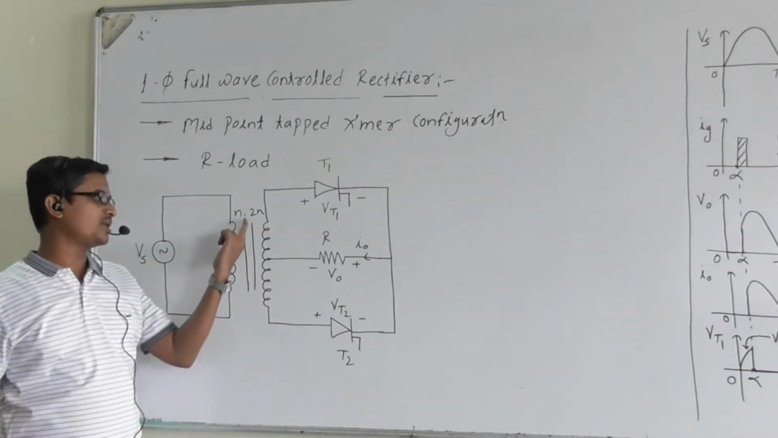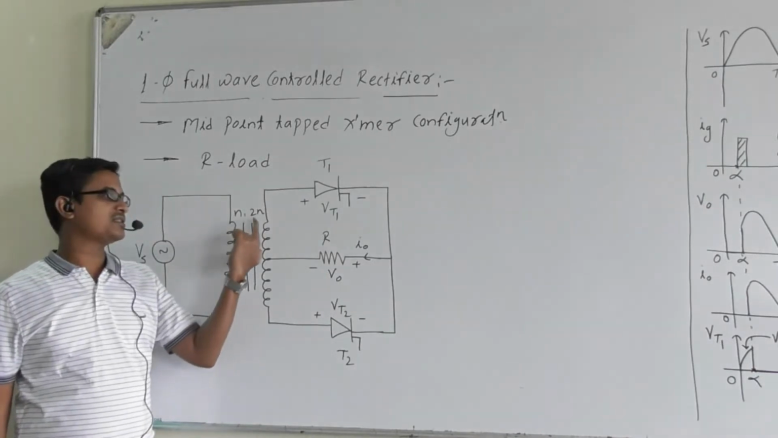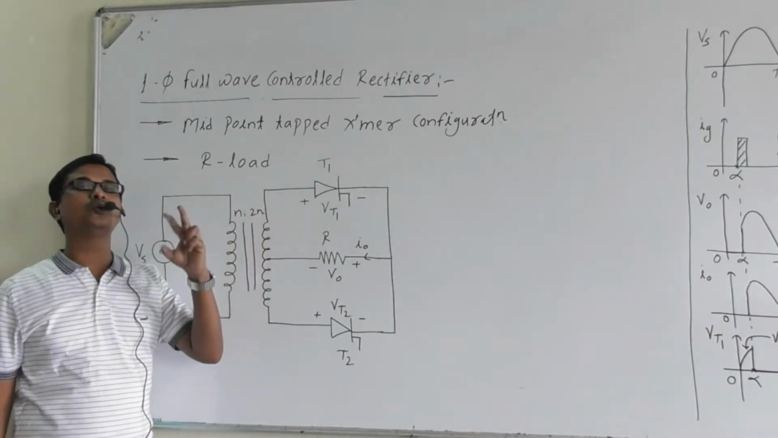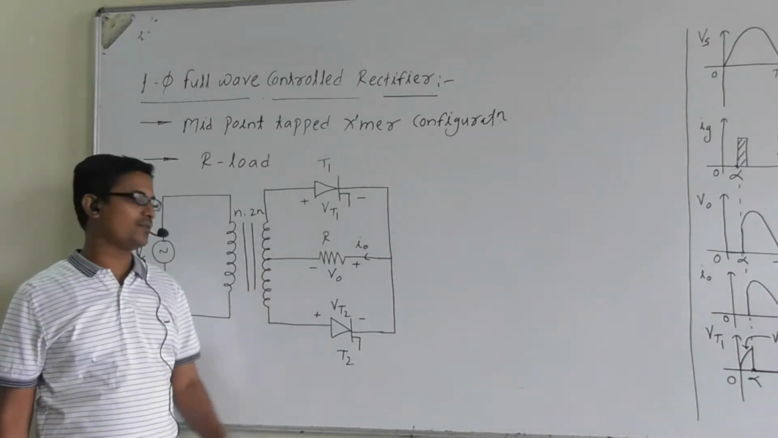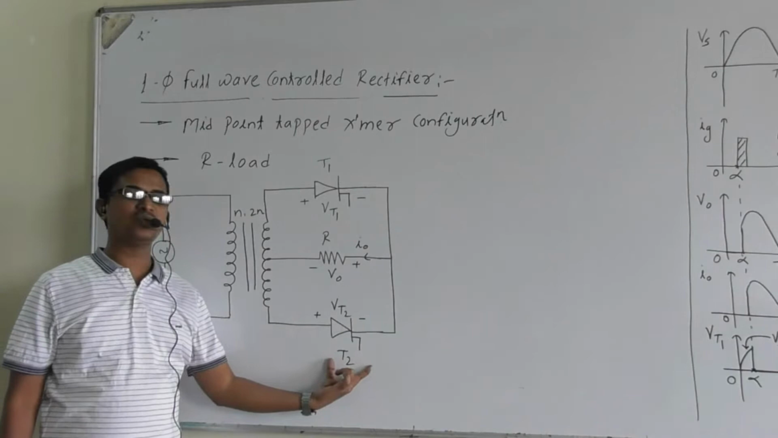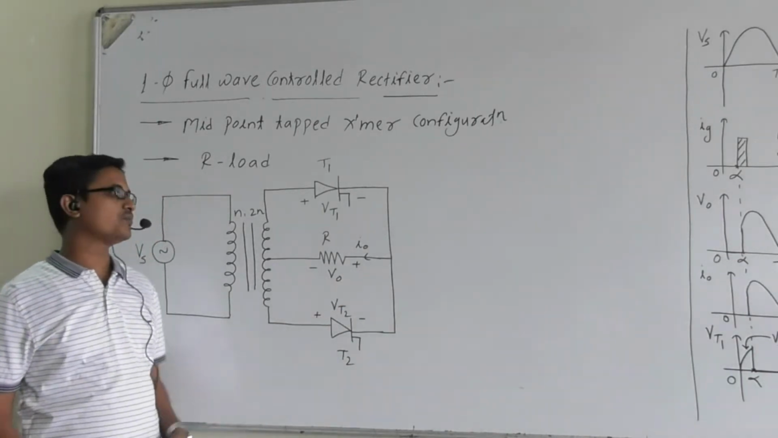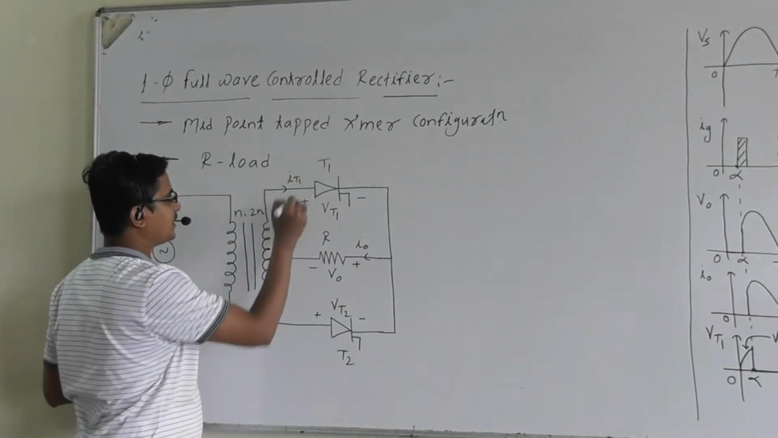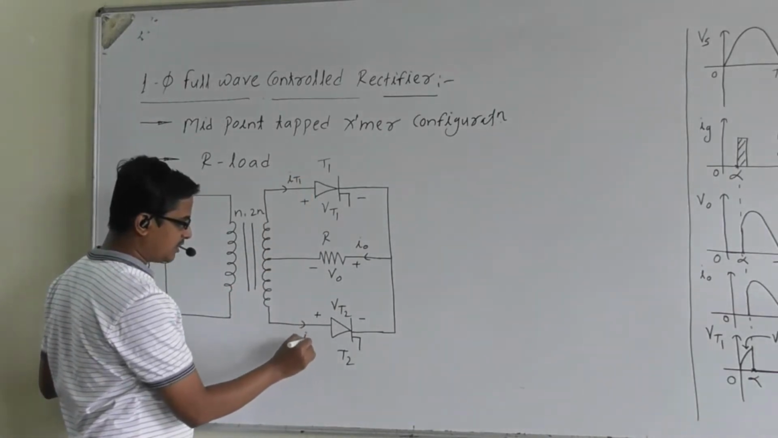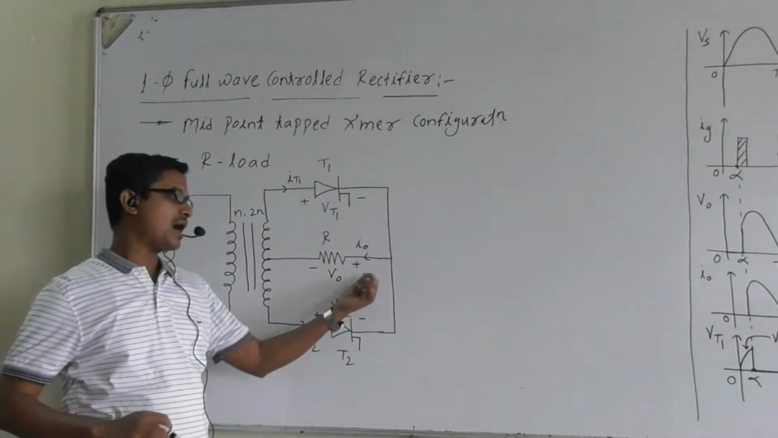The turns ratio of the transformer is such that the primary number of turns is N and the secondary number of turns is 2N. Voltage across thyristor T1 is VT1, voltage across thyristor T2 is VT2, and the voltage across the load is V0. Current flowing through thyristor T1 is IT1, through thyristor T2 is IT2, and the load current is I0.